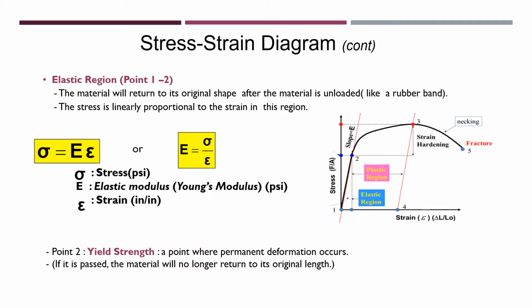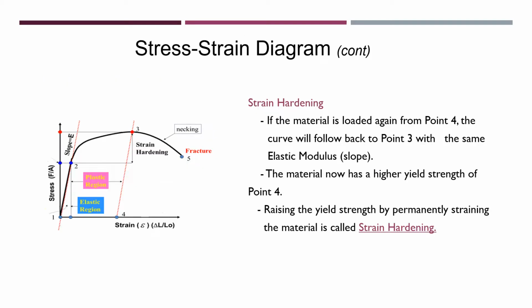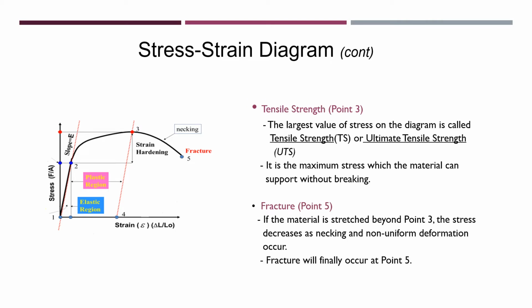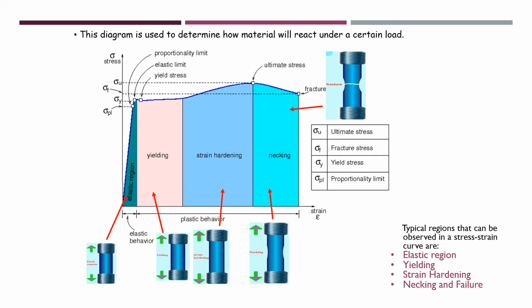Here are the examples of the stress-strain formula and the explanation about strain hardening. This diagram is used to determine how the material will react under certain load. As you can see, this is how the material reacts at elastic behavior, plastic behavior, necking, and lastly when it's fractured.